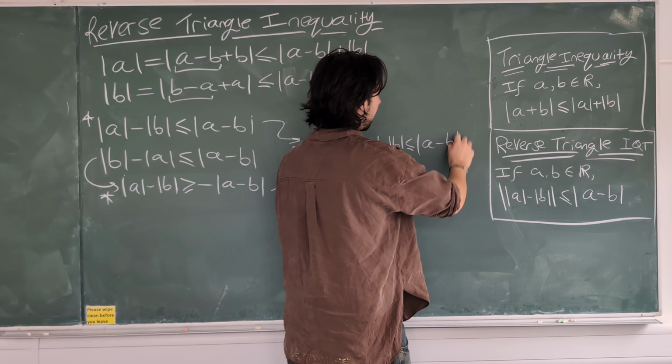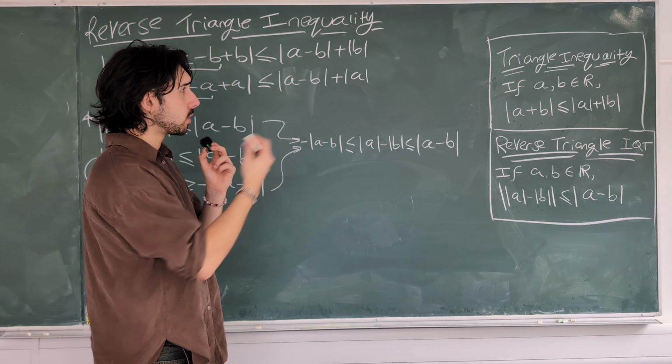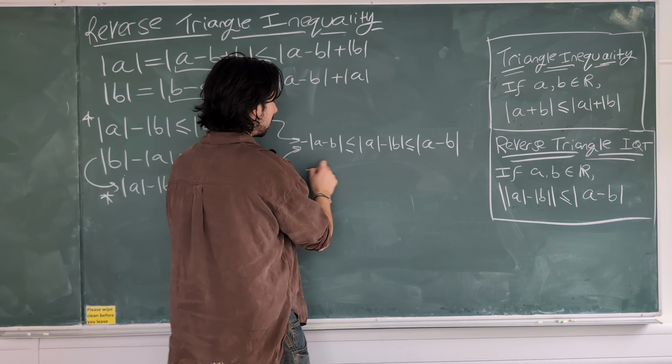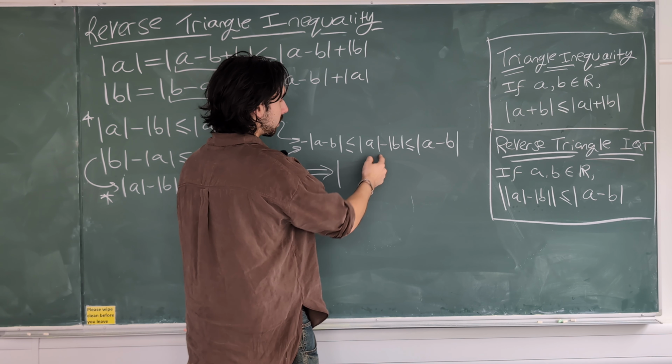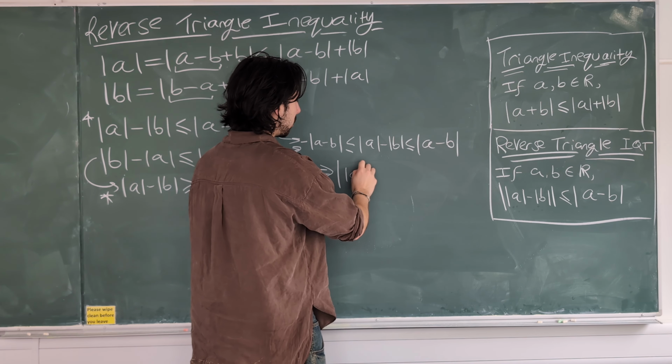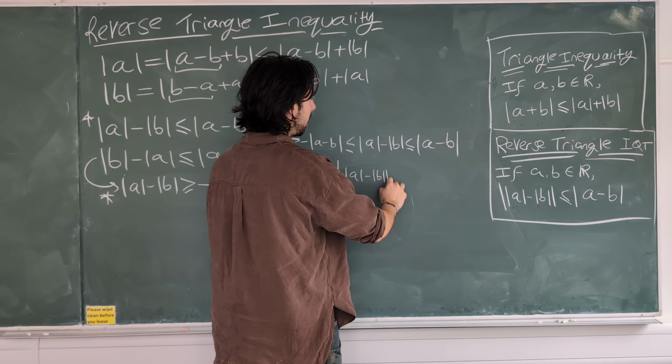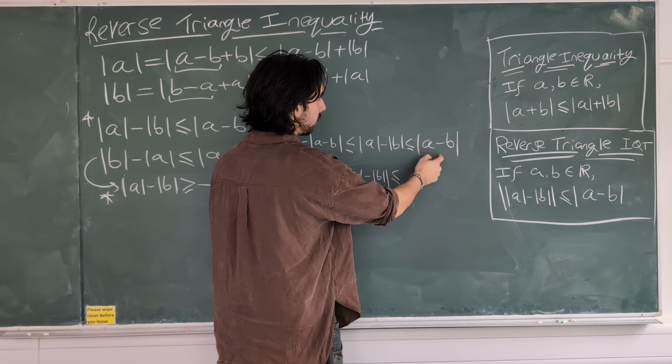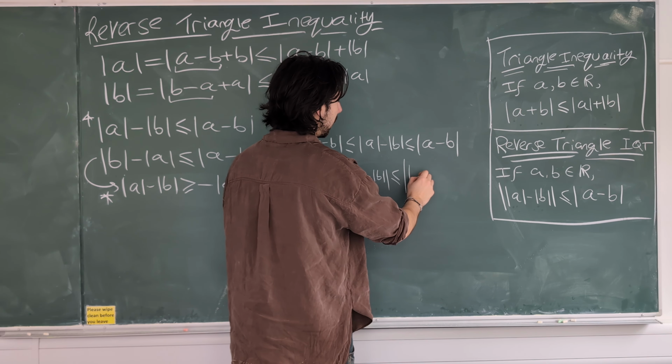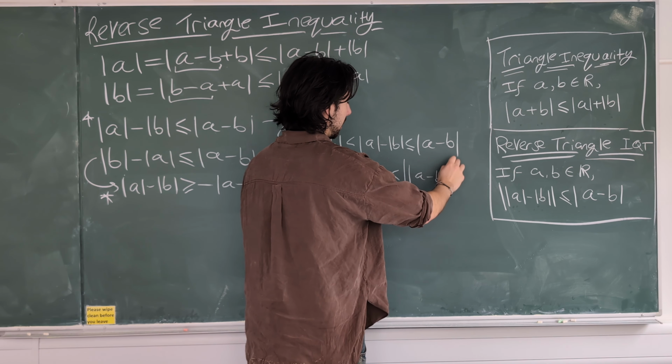And by the exact same logic used in the original triangle inequality video, this is going to directly imply that the absolute value of the absolute value of a minus the absolute value of b is less than or equal to the absolute value of this guy here. So the absolute value of the absolute value of a minus b, like this.